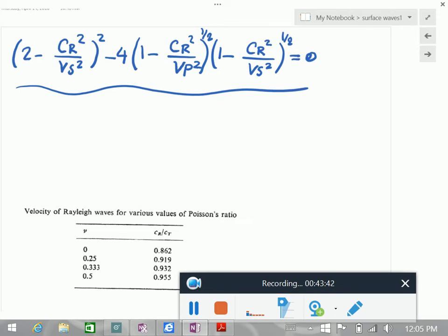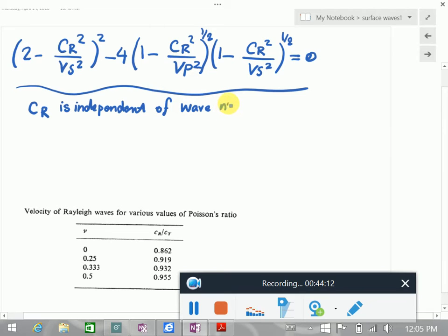There are a few observations to make. One is that it is only a function of the other two velocities. The wave number came out of this equation. We don't see it, right? So one observation is that the wave velocity, CR, is independent of wave number K, and depends only on VP and VS.